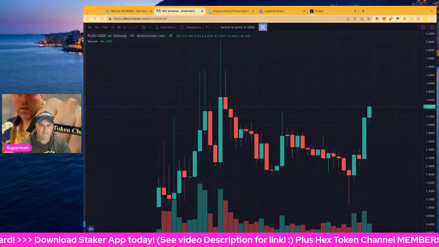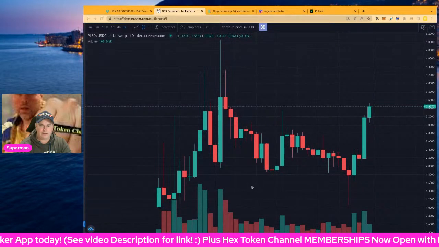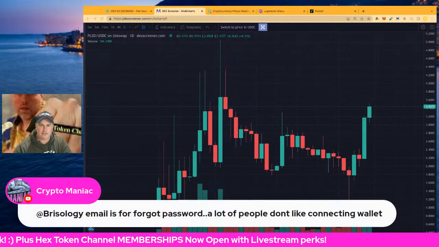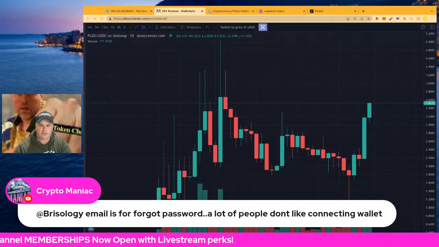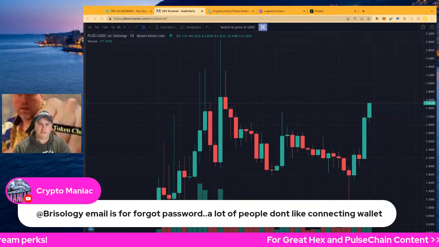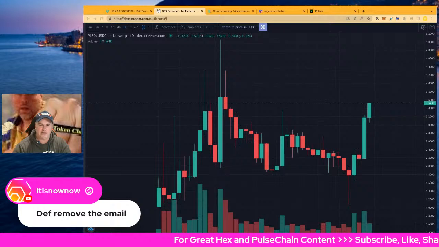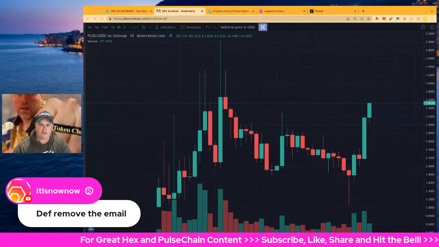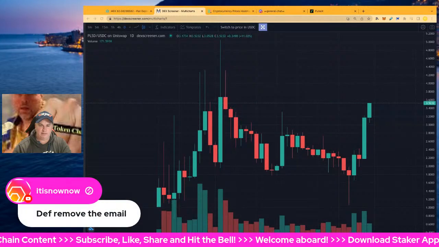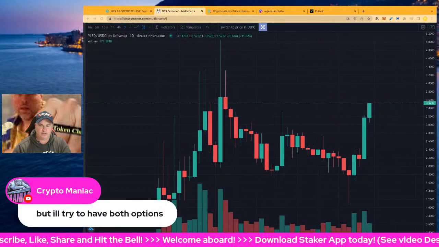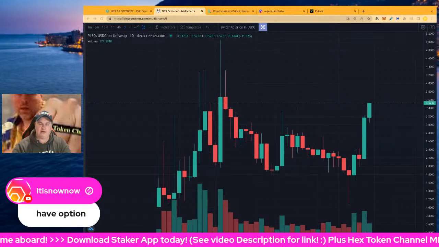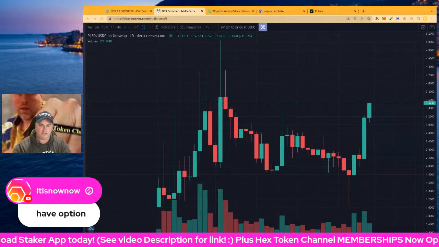What else we got going in there? Let's have a look here. Email is for forgot password. A lot of people don't like to connect wallets. I agree with that. See, Crypto Maniac, a lot of people do not like to connect wallets. So yeah, maybe just this. I haven't checked it, but just the simplest version. I don't have any problem with the email. So now it says definitely remove the email. Okay, but I'll have to try both options. Have options. Yeah. Hey, Crypto Maniac, maybe get into the Discord. We could have a little chat around that.